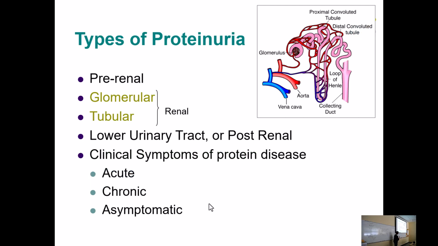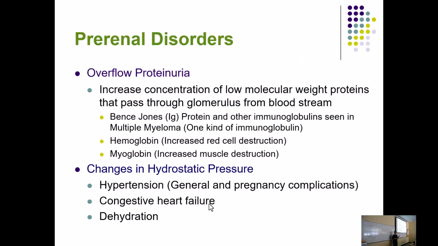So, types of proteinuria. Multiple times during this class, we're going to talk about pre-renal, renal, and post-renal. Pre, before the kidney; renal, in the kidney; post-renal, after the kidney, right? Pretty basic, but I want to talk about it now because we'll keep talking about things like this. So we see pre-renal, sometimes with glomerular and tubular, which is part of the renal, and then the lower urinary tract, which is post-renal. Clinical symptoms of protein disease, we can have acute, chronic, or asymptomatic. So we can see multiple different types of proteinuria.